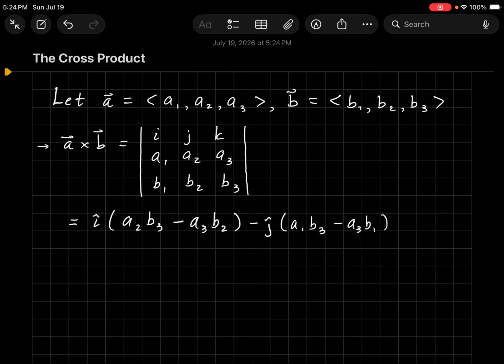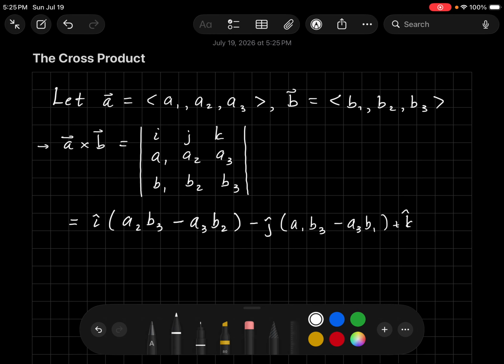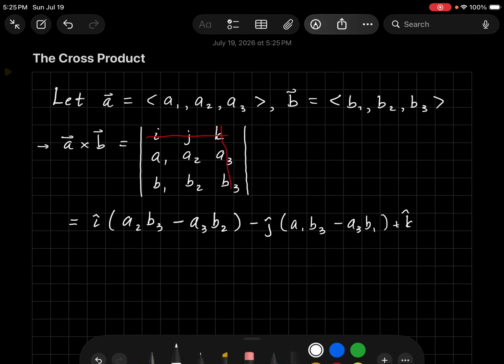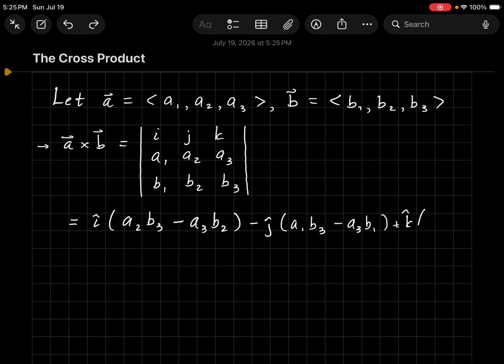And then finally, we need to do the last element of the row, which is going to be k, and this time it's going to be plus k. So if we had more rows, it would be plus, minus, plus, minus, but cross products are done on 3 by 3s. And then we would cross off the row and the column that had the k and do the determinant of the matrix that was left over. So we do k times a1 b2 minus a2 b1. And that's how we find the cross product of two 3 by 3 vectors.